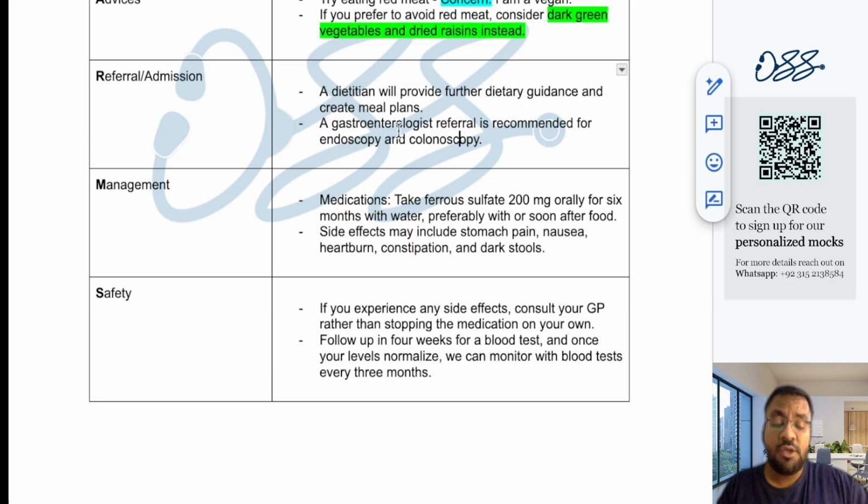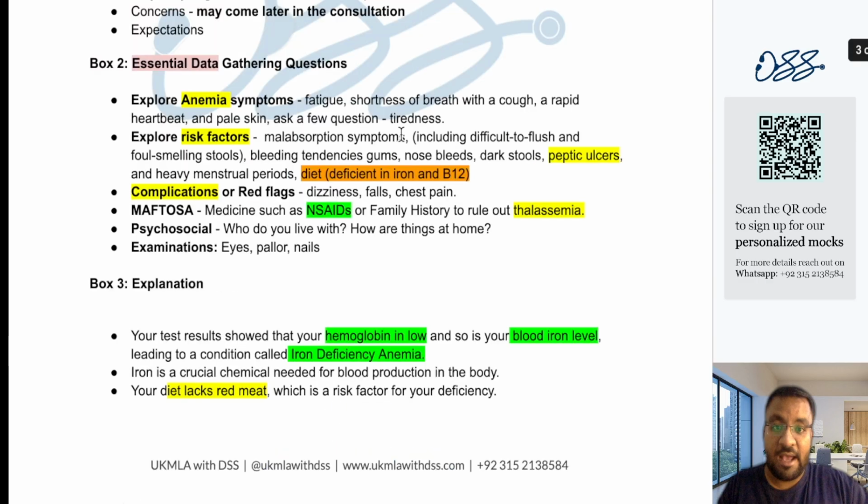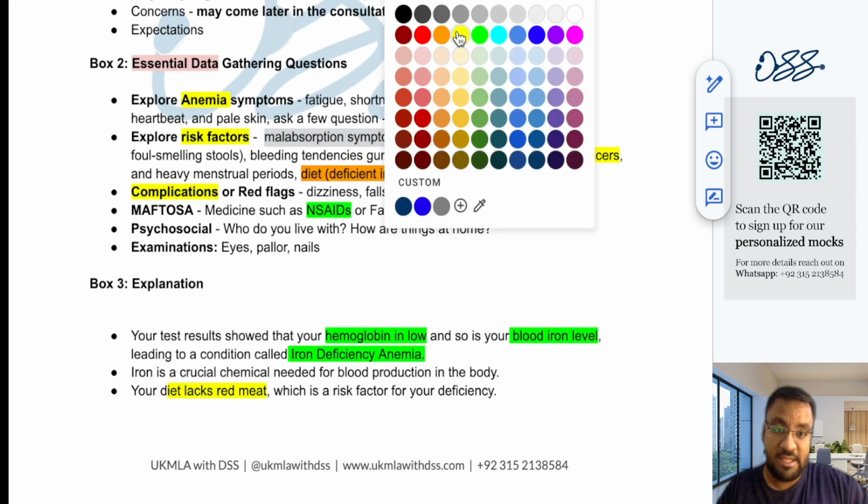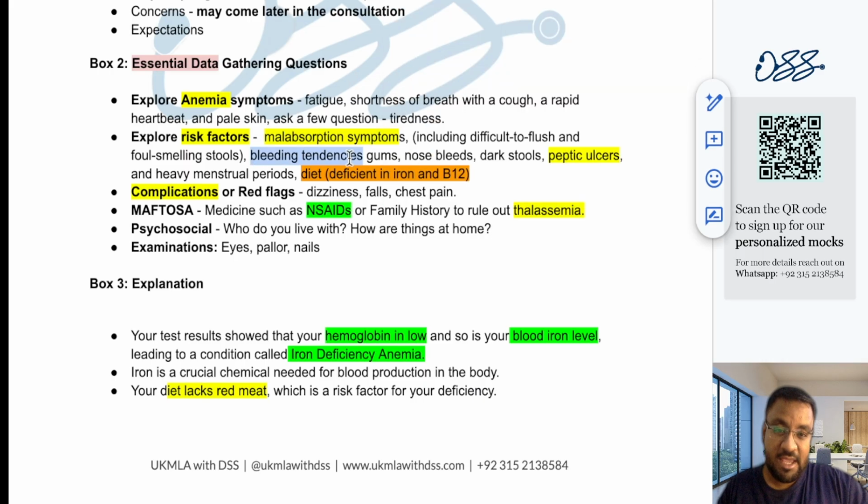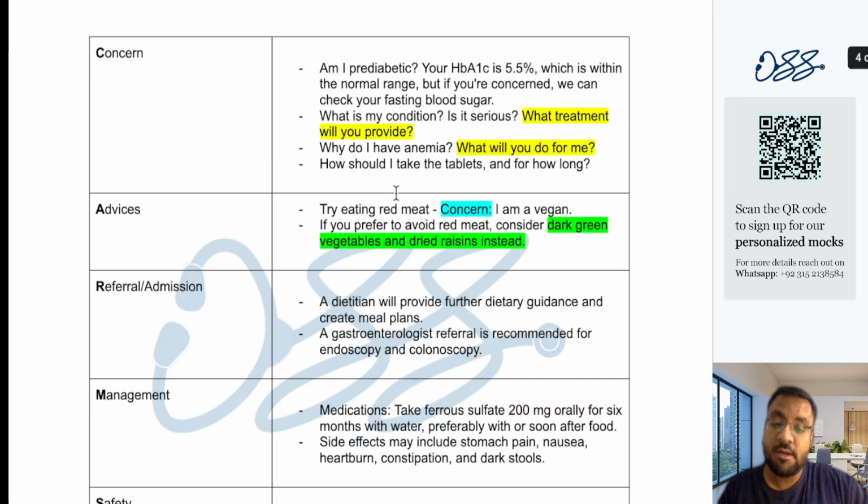They can help you create meal plans that will make sure that enough iron or even enough vitamin B12 is going in your diet, and you're not developing any anemia in the future. And let's suppose that you suspect that the patient is bleeding. Why do we ask this in the risk factors, like malabsorption syndromes, and also ask about bleeding tendencies, bleeding gums, bleeding nose, and peptic ulcers? Because we need to use this information in our management as well.